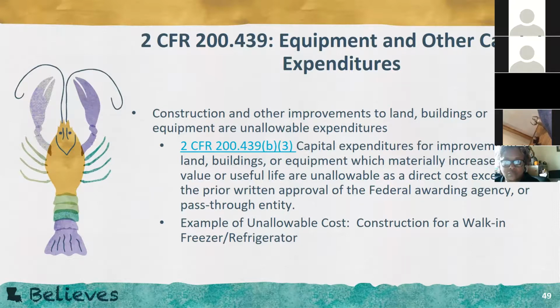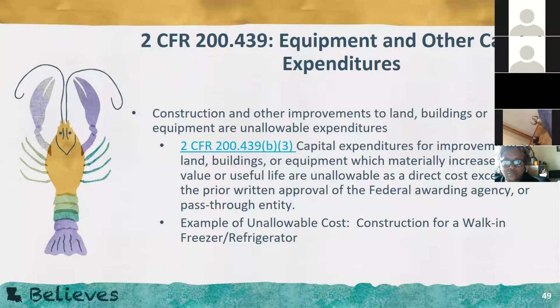There are limited exceptions. However, the state agency would have to review and approve such expenditures, which would involve an itemized review of planned expenditures. For reference to this regulation, please review the link on this slide.